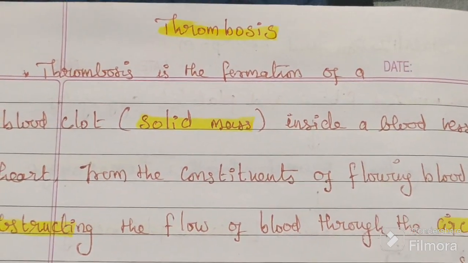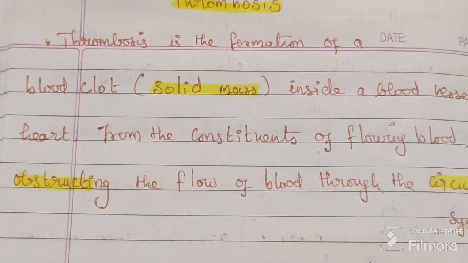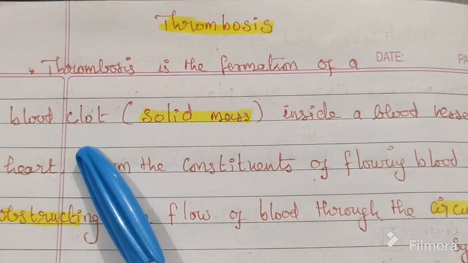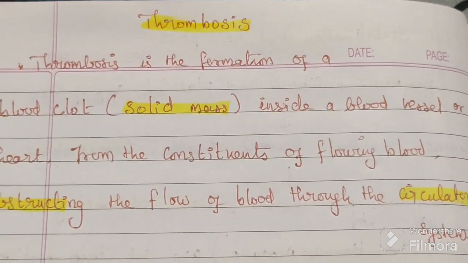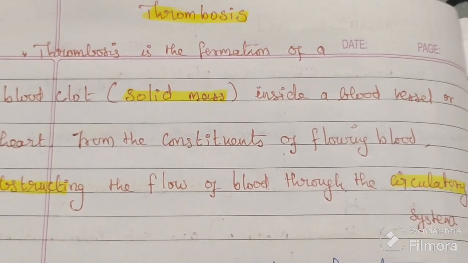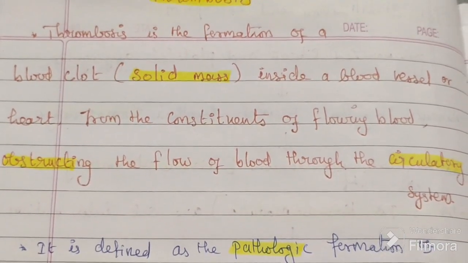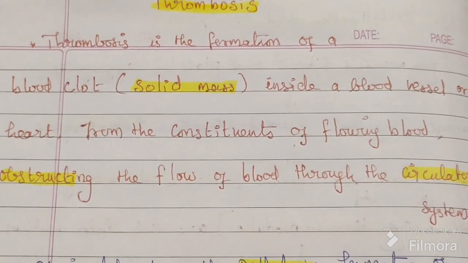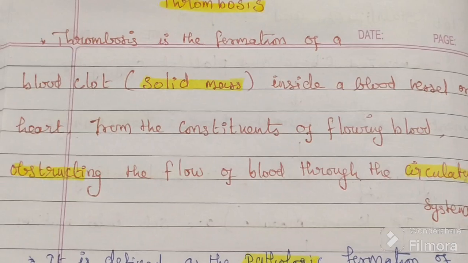Today's topic of discussion is thrombosis. How do we define thrombosis? Thrombosis is the formation of a blood clot, a solid mass inside blood vessels or the heart, from the flowing blood, obstructing the flow of blood through the circulatory system without any injury. Primary and secondary clot formation occur.